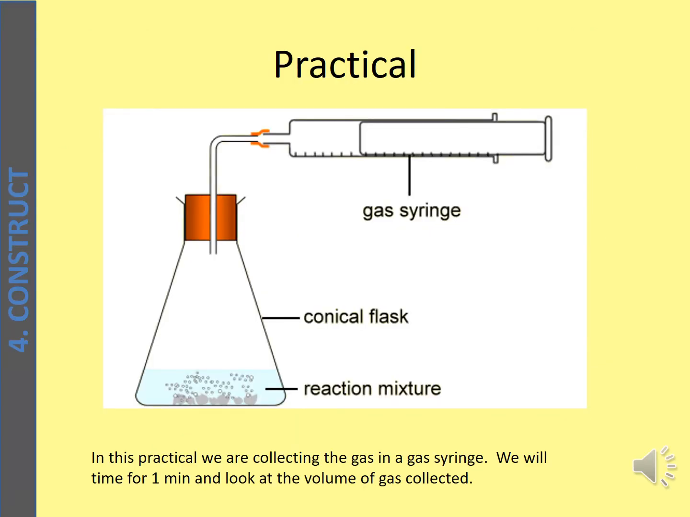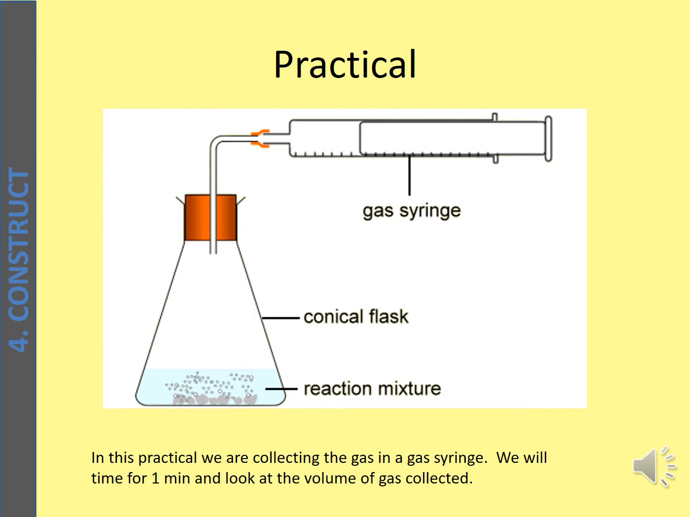In this practical, we are going to be using marble chips or calcium carbonate and hydrochloric acid. This reaction produces a gas. The gas produced is carbon dioxide. It also produces water and the salt, calcium chloride. We this time are going to be measuring the volume of gas produced.